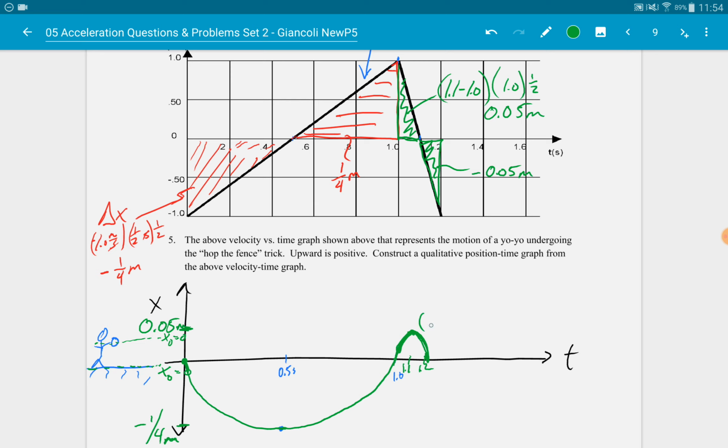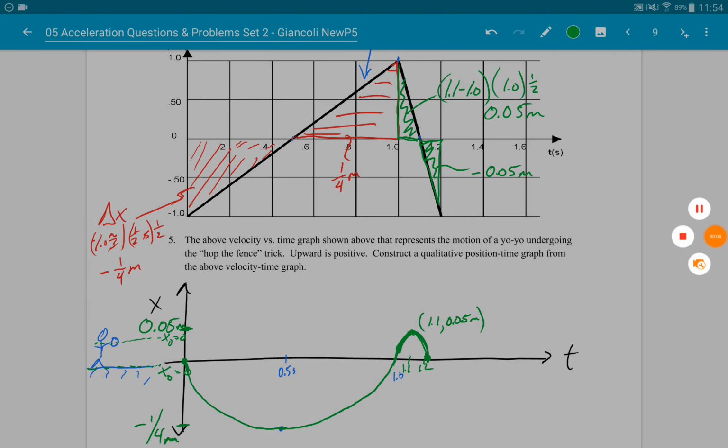I could even plot that point. That is 1.1 comma 0.05 meters. And then it goes back down the 0.05 meters. And so it ends right where it began. Cool, that's it. We even made a quantitative graph, didn't fully need to, but it's good to be able to do more.